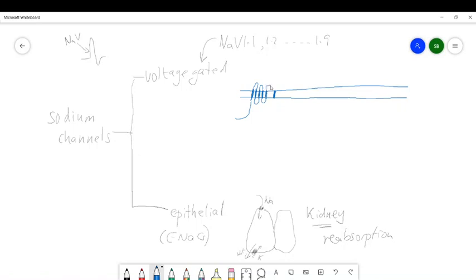And then this bit here between 5 and 6 is a pore forming one. And then you have the same thing repeated again. 1, 2, 3, 4, 5, 6. 1, 2, 3, 4, 5, 6. 1, 2, 3, 4, 5, 6. So each one of those has the same structure. Trying to draw this as quickly as I can.